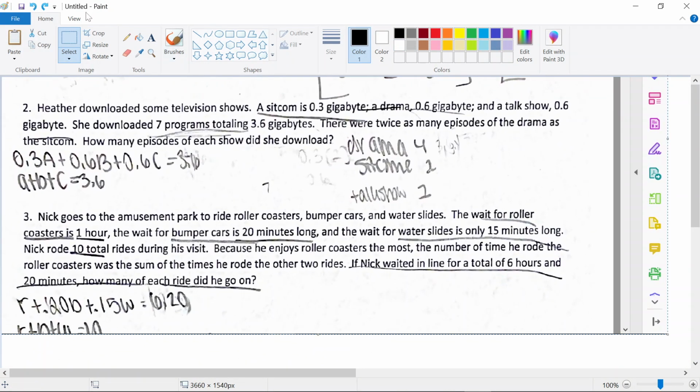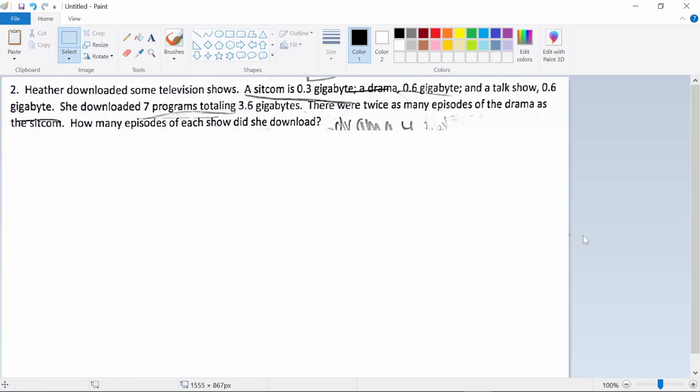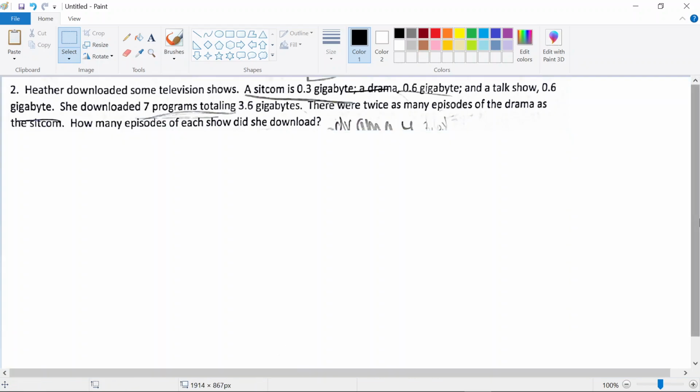Okay. So there's going to be a number equation and a value equation. And if there's 3 variables, maybe they'll give us one more. So let me see what it says here. It says, Heather downloaded some television shows, a sitcom. I'll call sitcoms S. A drama. I know it's supposed to be drama, but I like to say drama. I'll call that D. And a talk show, T.